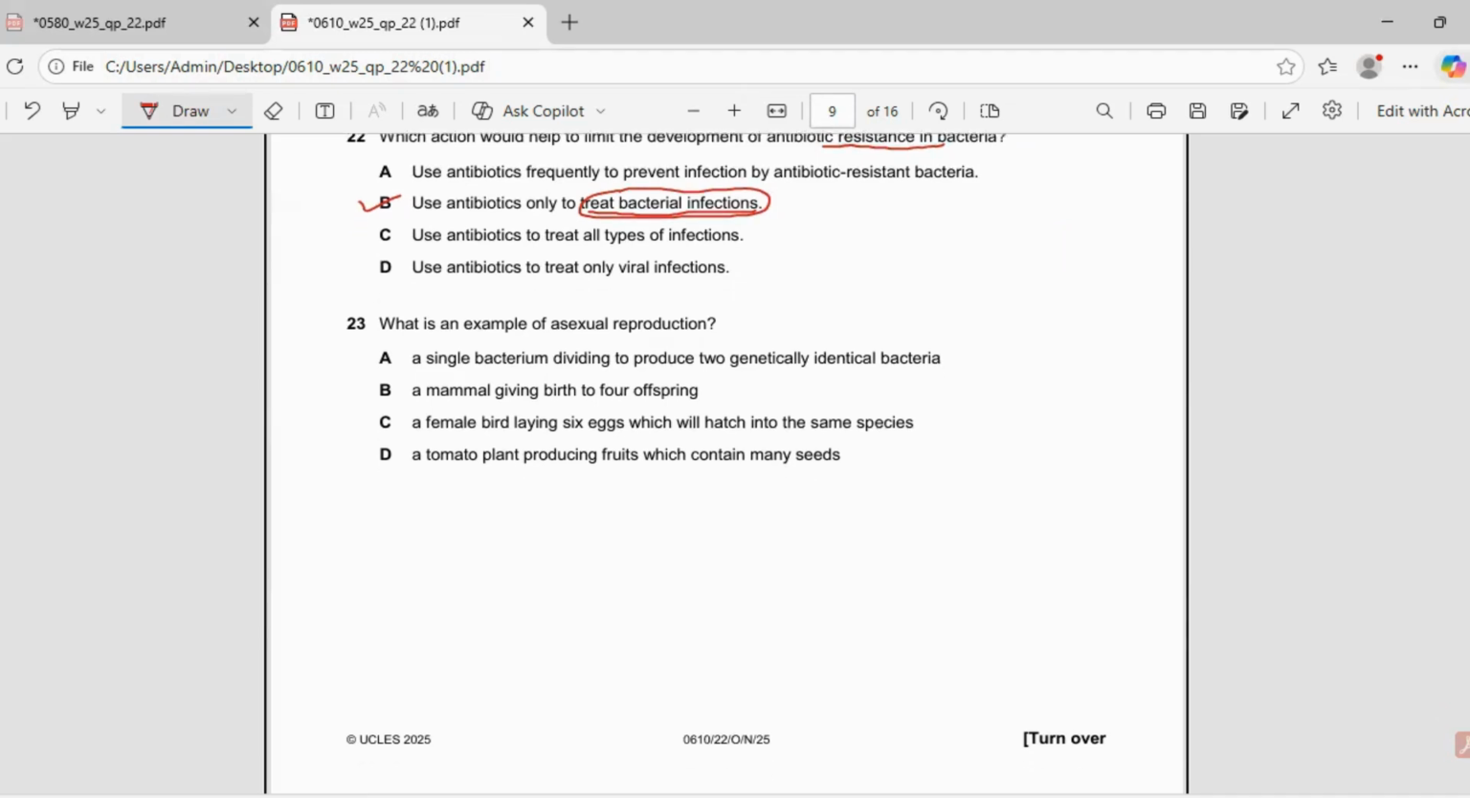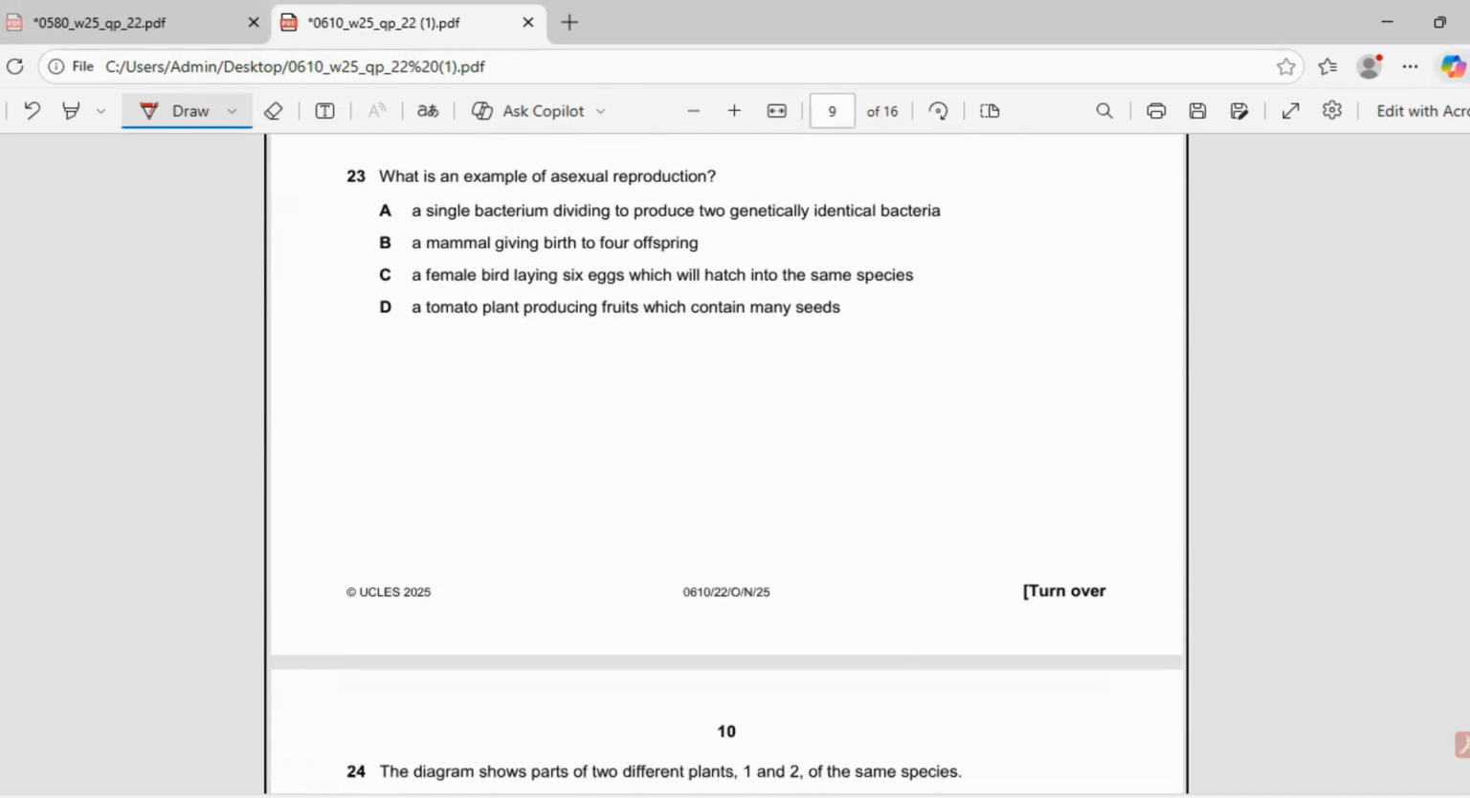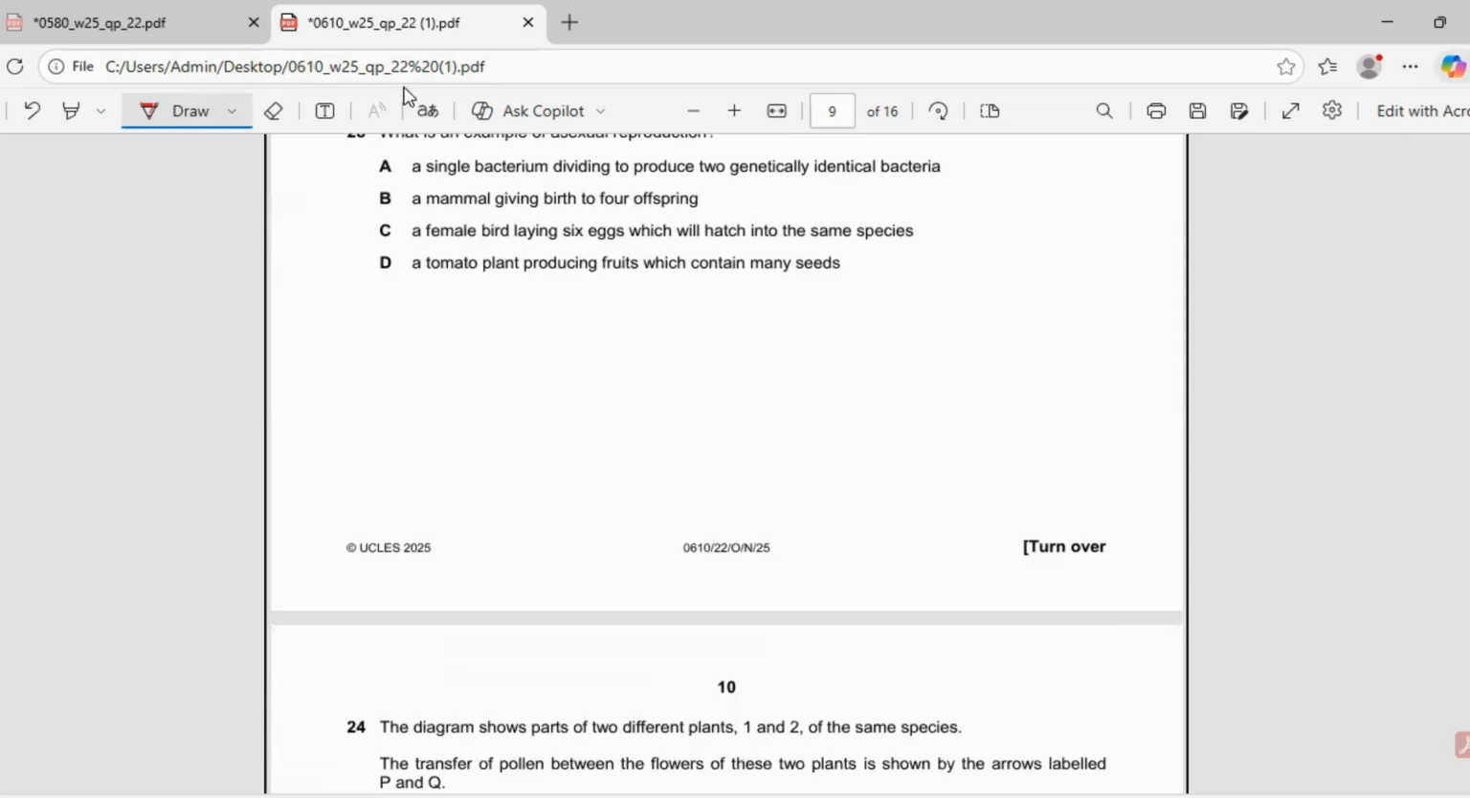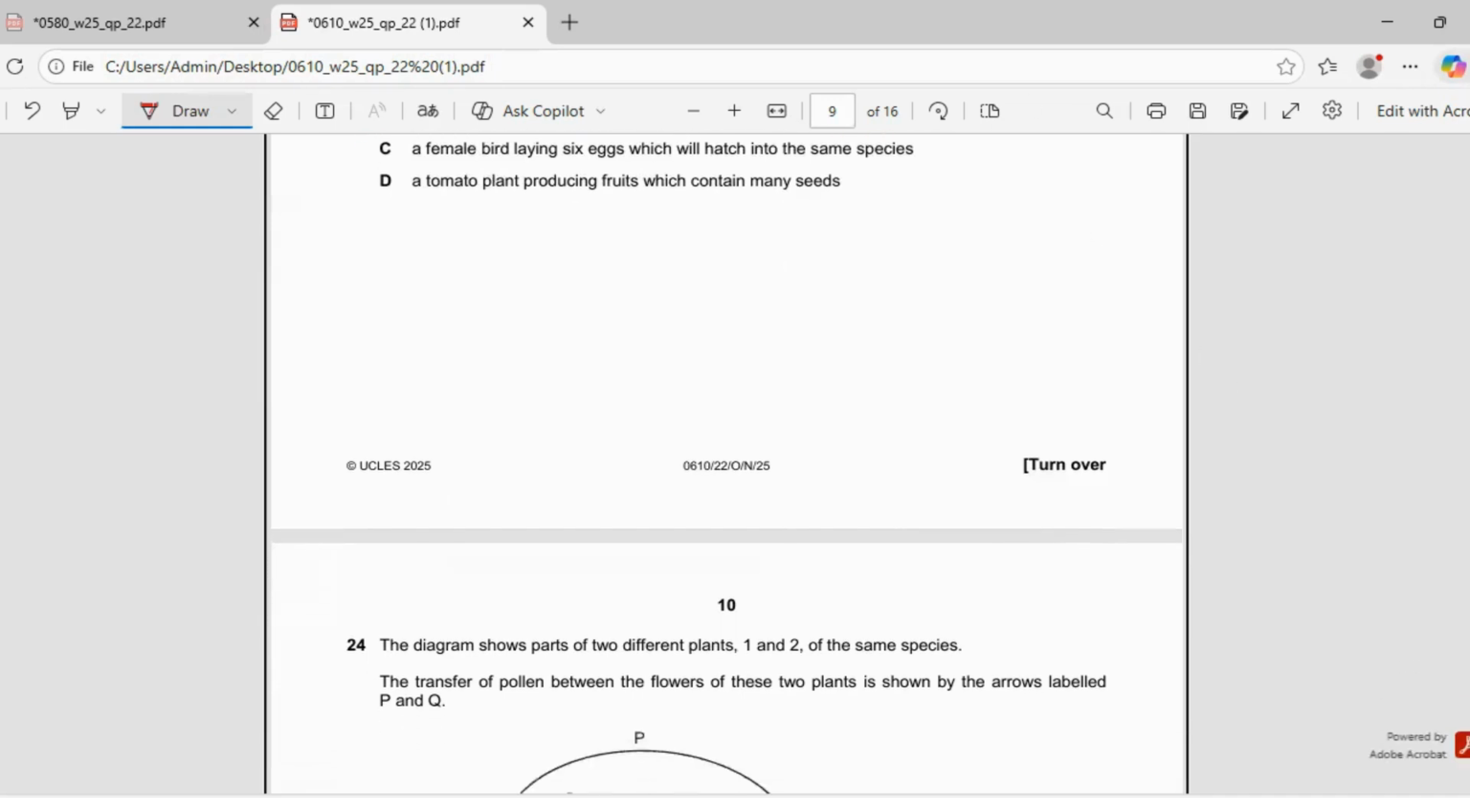Question number 23. What is the example of asexual reproduction? You know that asexual reproduction produces clones. So a single bacterium dividing to produce 2 genetically identical bacteria will be the correct answer. So if you get your correct answer in the first option itself, there is no need to waste time to read the next answers.